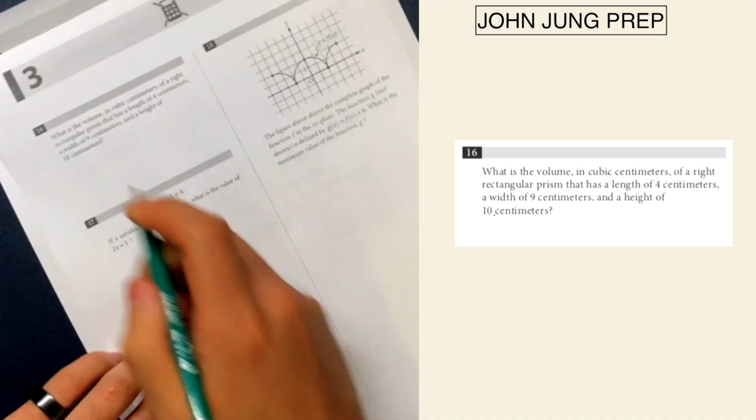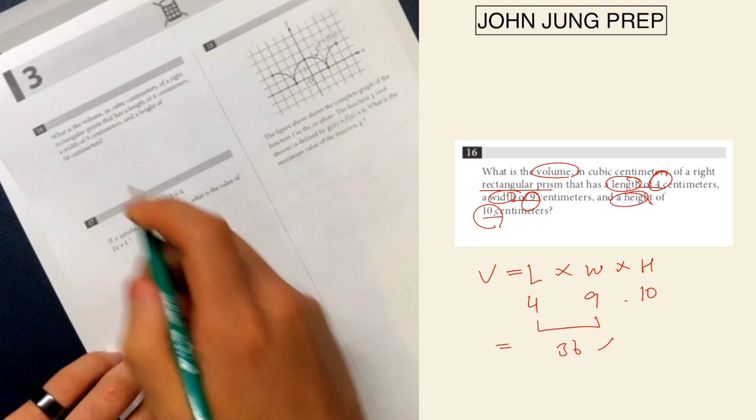All right, next one. What's the volume in cubic centimeters of a right rectangular prism that has a length of 4, width of 9, and height of 10? Okay, so how do we find the volume of a rectangular prism? It's going to be length times width times height. And we know our length is 4, our width is 9, our height is 10, which means our answer is going to be 36 times 10, which is 360, and that's going to be our answer.